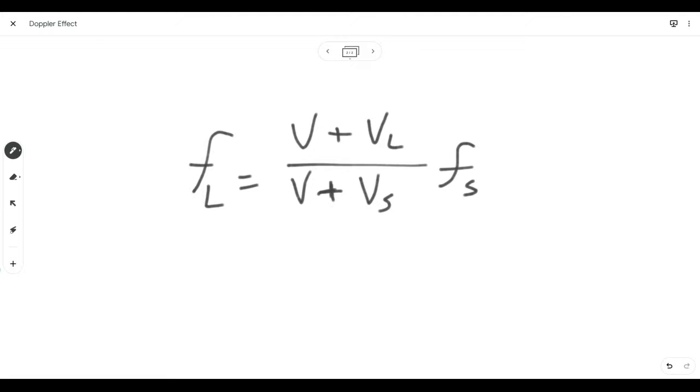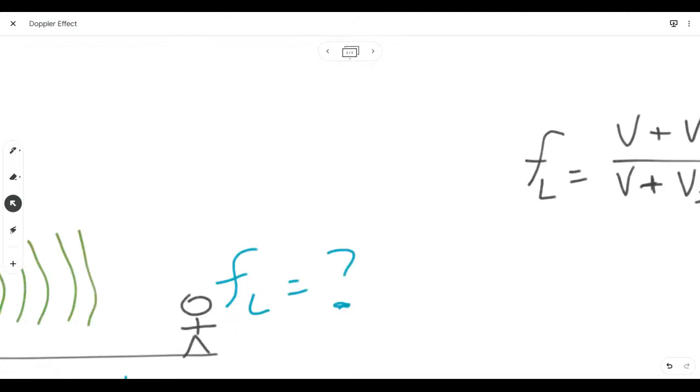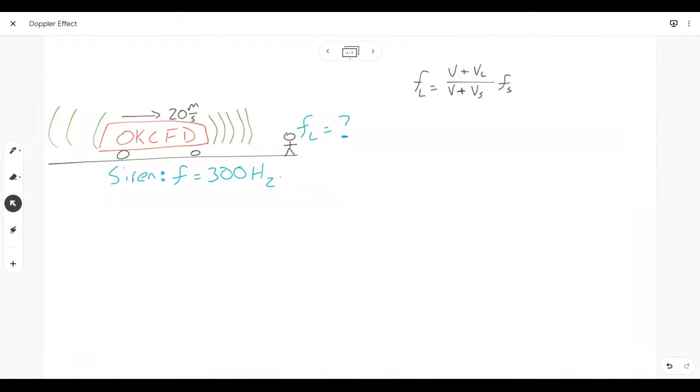Okay, here is the Doppler effect equation. Let me go through these variables with you. L stands for listener. S stands for source. So FL is the frequency that you would actually hear as the listener. Fs is the frequency that the source is actually emitting. So in our example problem, the frequency of the siren, or the frequency of the source, is 300, and you don't know your listener frequency yet. That's what we're trying to figure out.